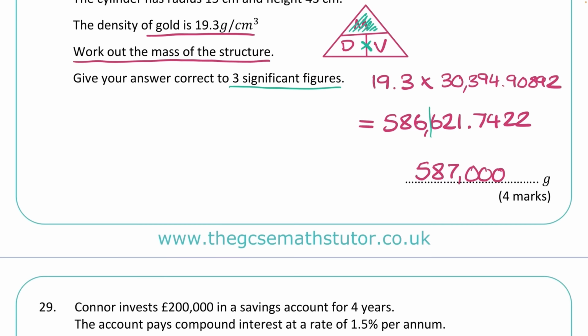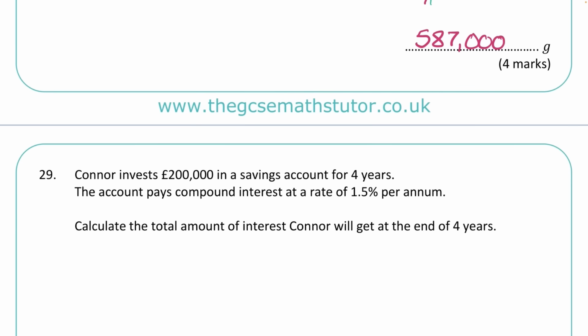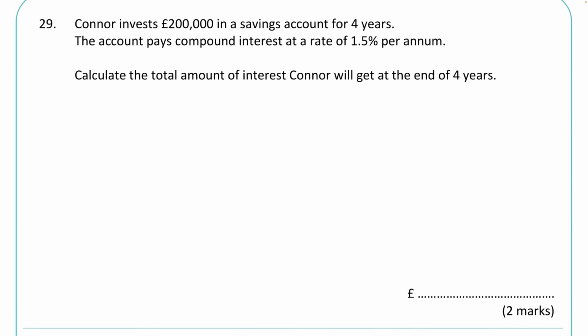Okay, on to our next question. So it says here, Connor invests £200,000 in a savings account for 4 years. The account pays compound interest at a rate of 1.5% per annum. Calculate the total amount of interest Connor will get at the end of 4 years. Now, there are 2 ways to approach this. Obviously, a non-calculator approach or a calculator approach.